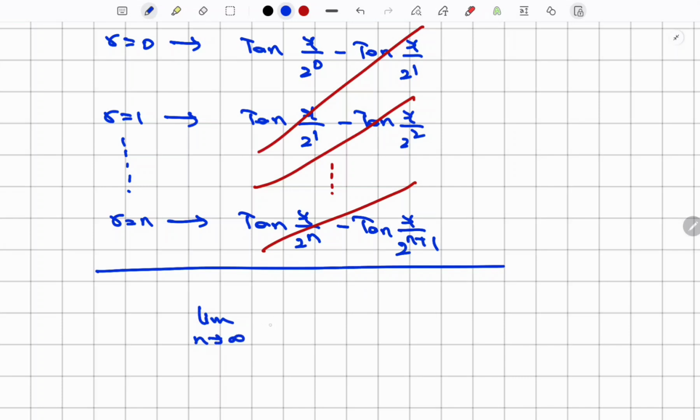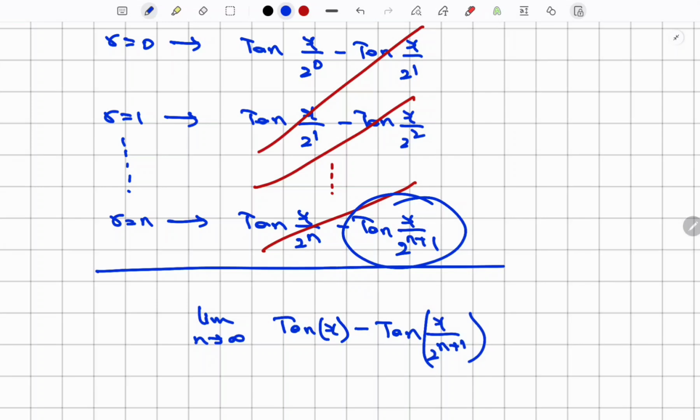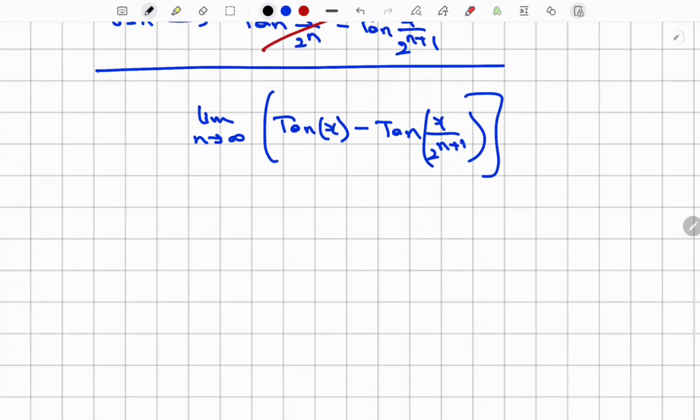Now let me write the remaining terms. The remaining terms are tan of x by 2^0, which is nothing but tan x, minus tan of x by 2^(n+1). Now let me substitute n value as infinity. If I substitute n value as infinity, then obviously this term will become 0. Then it is nothing but tan x. So here my f(x) is nothing but tan x.